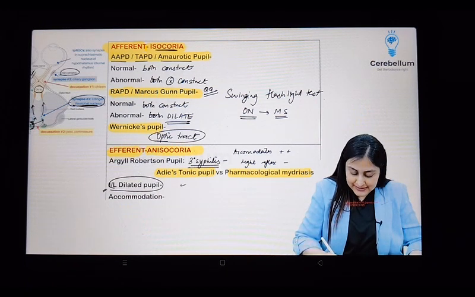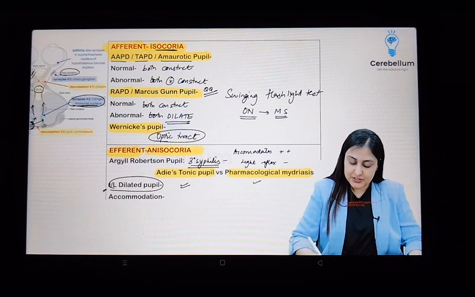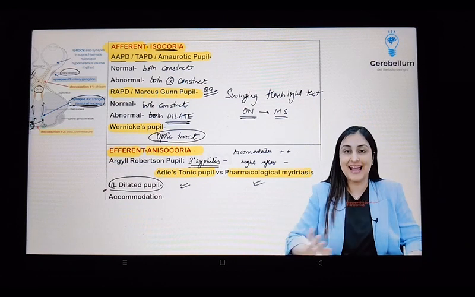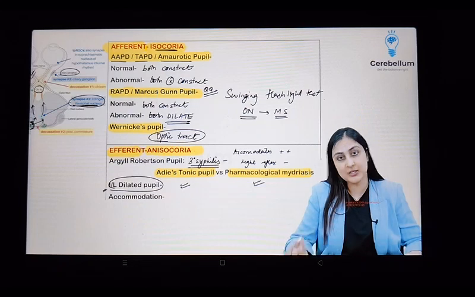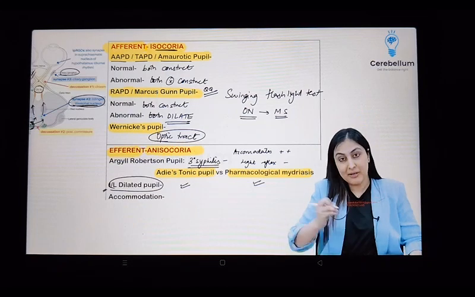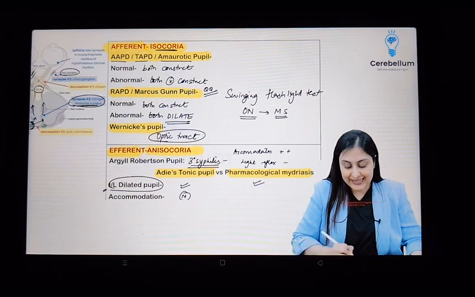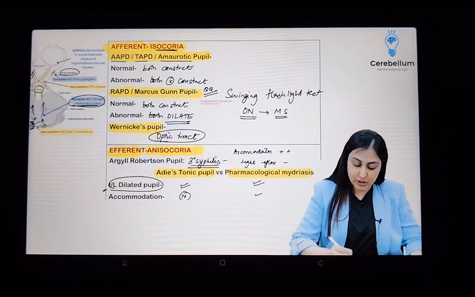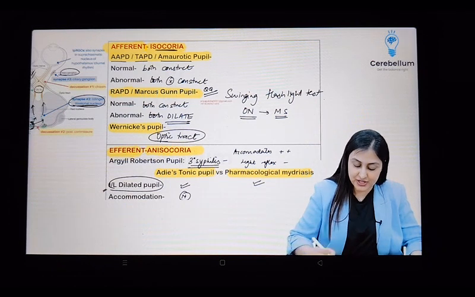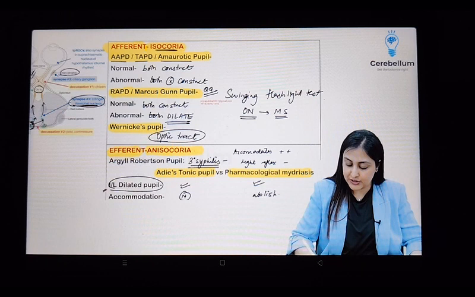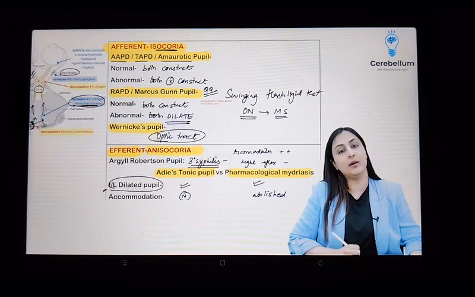Alright, so ipsilateral dilated pupil is going to be seen in both of them. Let's say I've injected atropine in one eye, it's also going to be dilated. It will also have abolished light reflex, isn't it? But accommodation will be normal in AD's pupil, whereas it will also be abolished in pharmacological mydriasis, because all of the actions are gone, isn't it? So here that will also be abnormal.